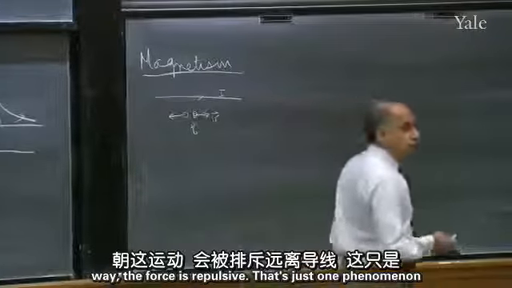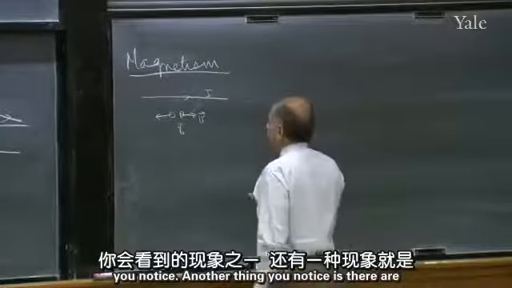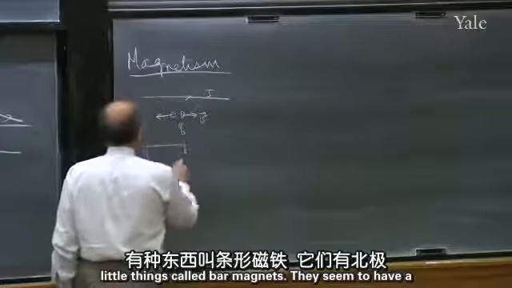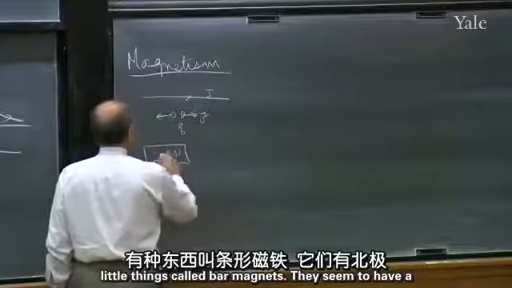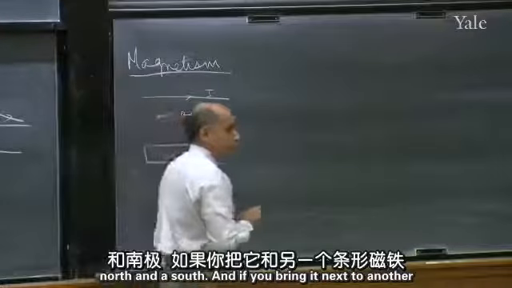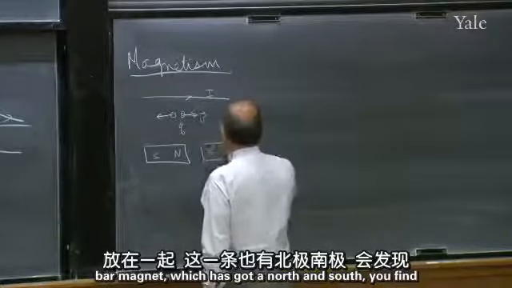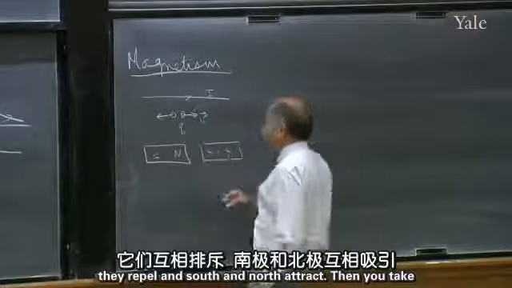That's just one phenomenon you notice. The other thing you notice is there are little things called bar magnets. They seem to have a north and a south. And if you bring one next to another bar magnet, which has got its north and south, you find that north and north repel, and south and north attract.